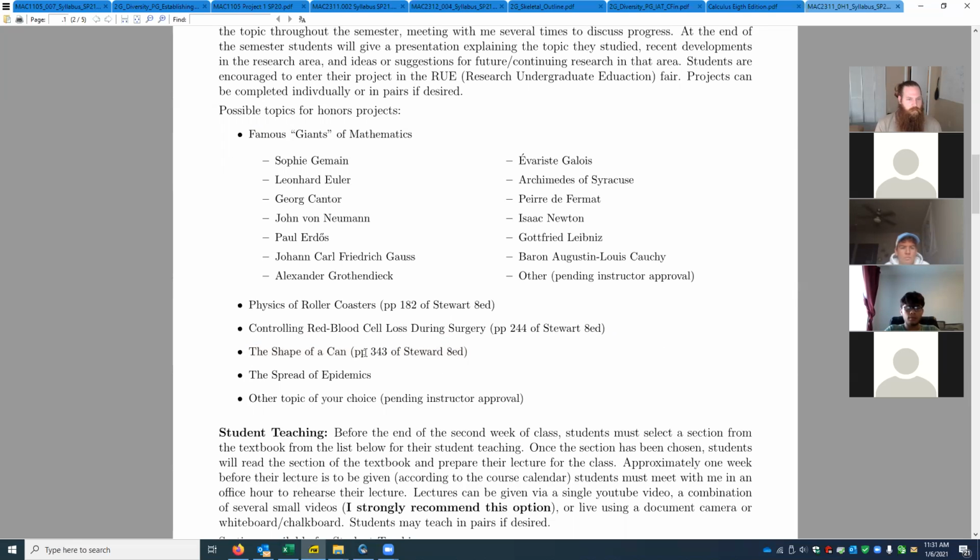Another cool research project that's in Stewart: you could talk about COVID, right? And the spread of epidemics. Epidemiology is a really hot field. It was before COVID, and it's become much bigger ever since.